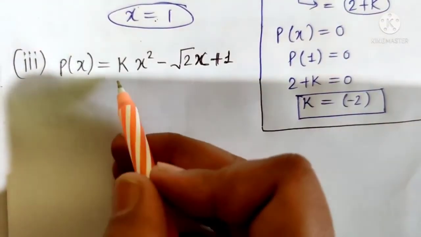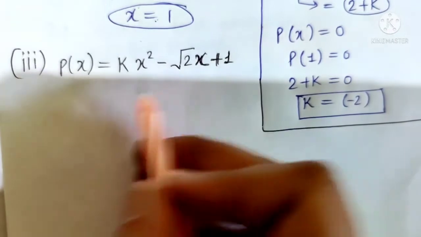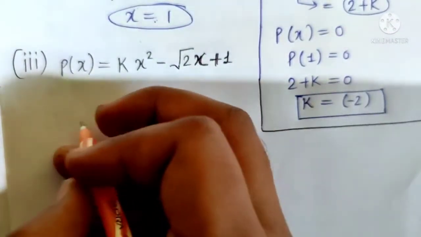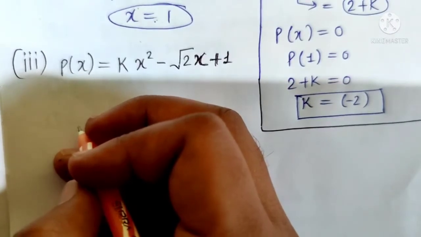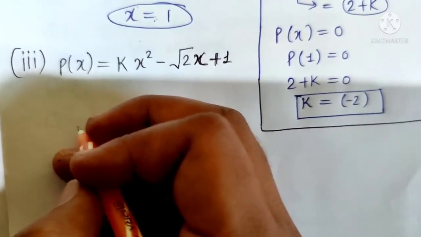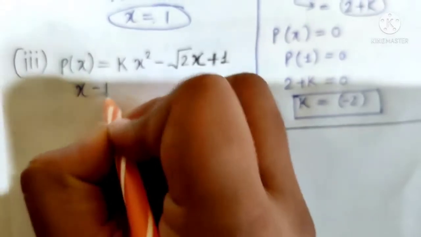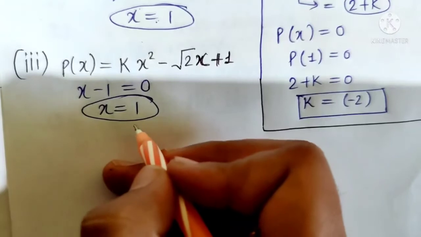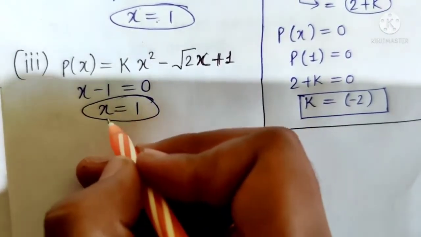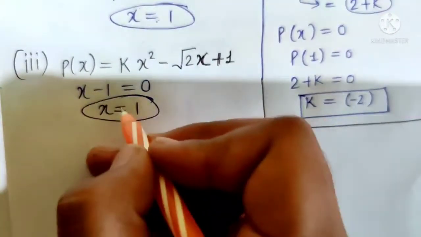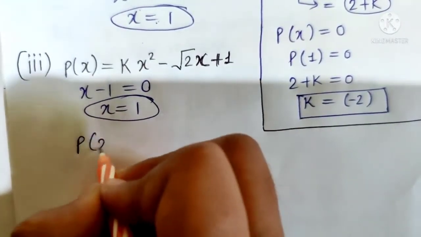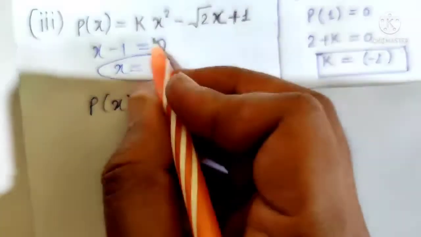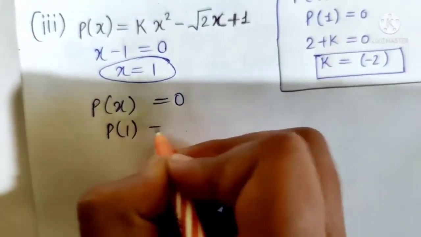So in the third part, p(x) equals kx square minus root 2 x plus 1 is given. Already they said in the question that x minus 1 is a factor. So if x minus 1 is a factor of the given polynomial, we can say that x minus 1 equals 0, so the x value is coming 1. So this is our factor. Since x minus 1 is a factor of the given polynomial, p(x) will definitely come equal to 0. So p(1) equals 0.